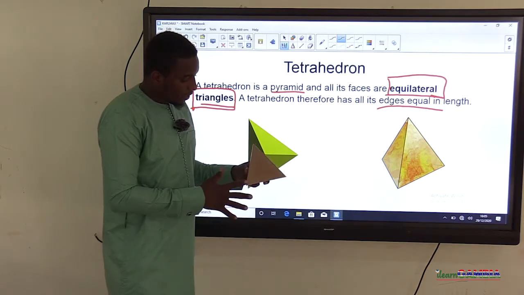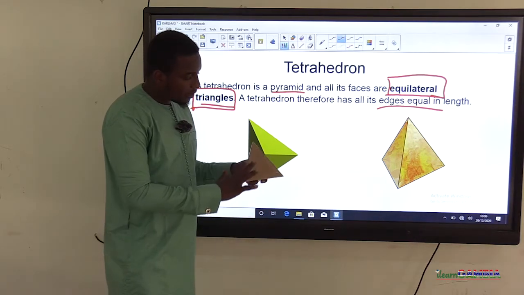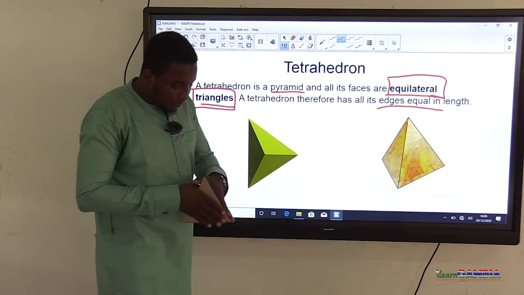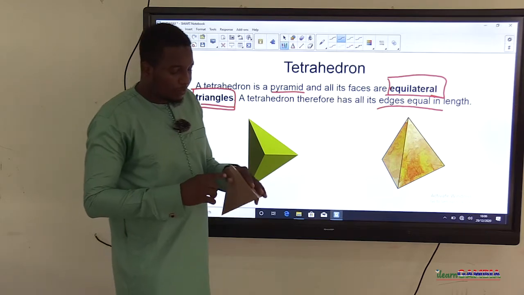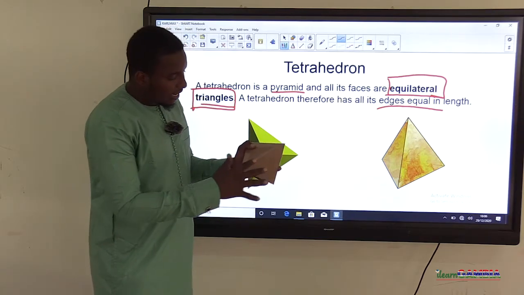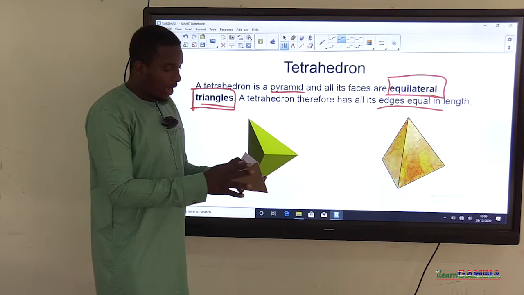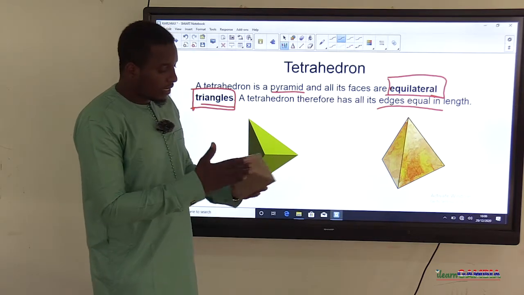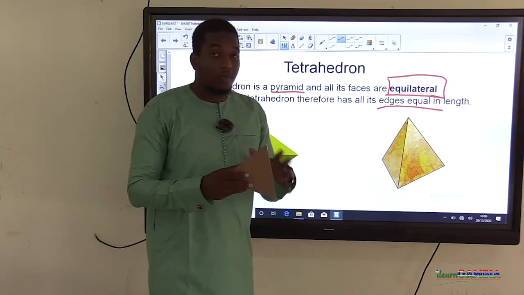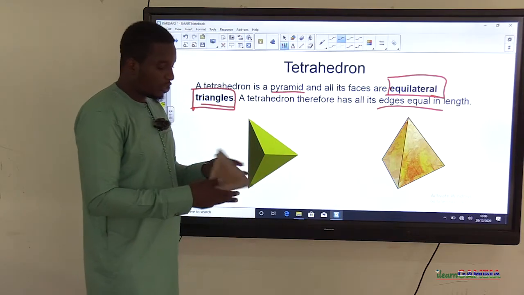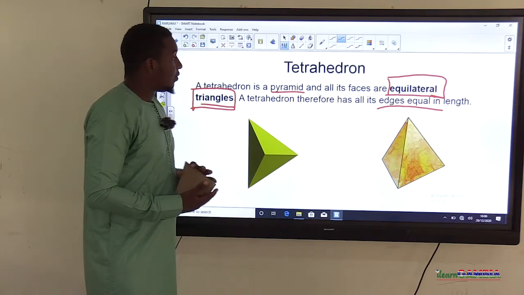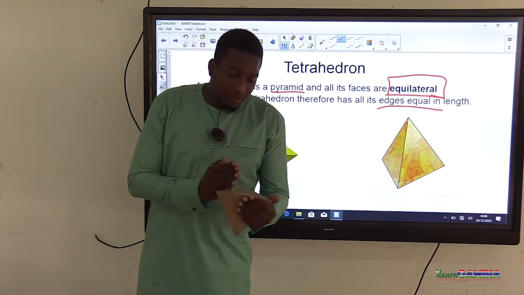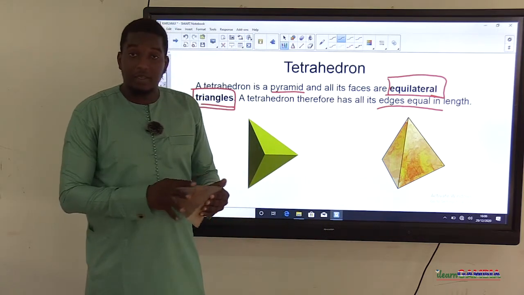What that simply means is the lengths of the faces are equal. That is, where two faces meet, they will form an edge. So it means all the edges in a tetrahedron are equal. Each face on the tetrahedron is an equilateral triangle, it has the shape of an equilateral triangle. And by definition, equilateral triangles are triangles that have all their sides equal.